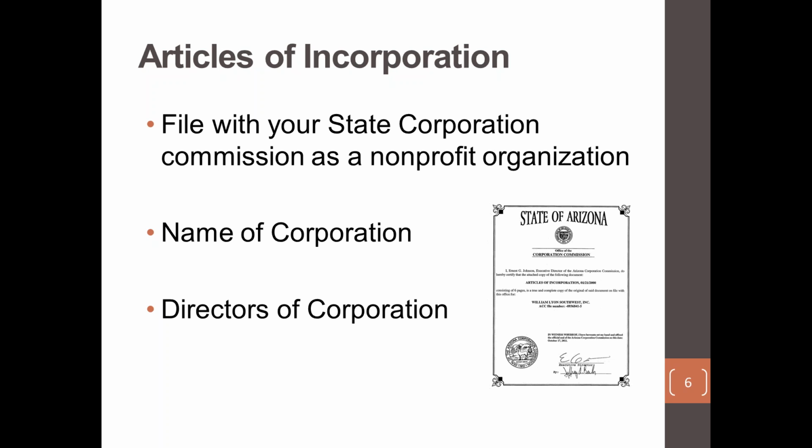Another thing that you need to have is who's going to be the directors of your corporation. On the Articles of Incorporation, it's going to ask you to list who's going to be the directors of this organization. And of course, you can change directors in the future, but in the beginning, they want you to include who are those people that are going to be your directors.